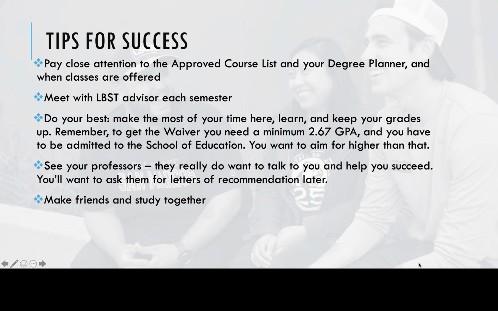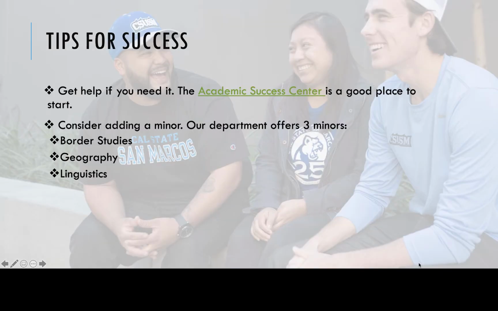You should see your professors. We really want to talk to you, and we want to help you succeed. And you will want to ask them for letters of recommendation later, either for applying to the School of Education or maybe graduate school. You should make friends and study together. If you need help, seek help. The Academic Success Center is a good place to start. If you have room and interest, consider adding a minor to this major. Our department itself offers 3 minors in Border Studies, Geography, and Linguistics, and there are other minors at the university that you might consider as well.